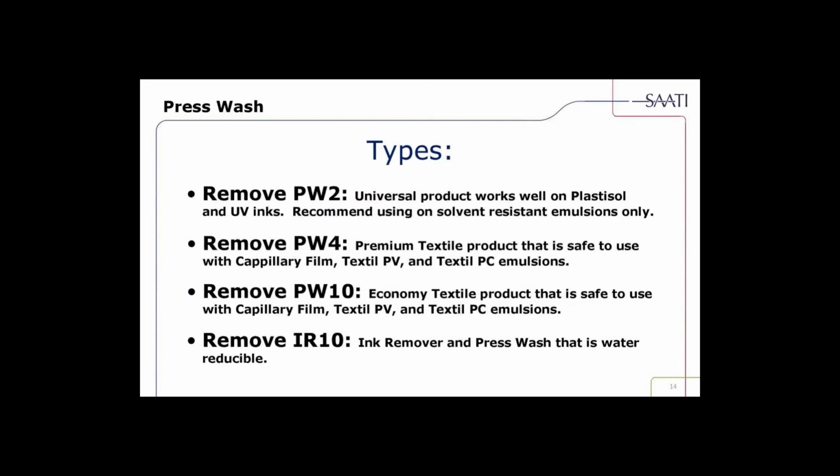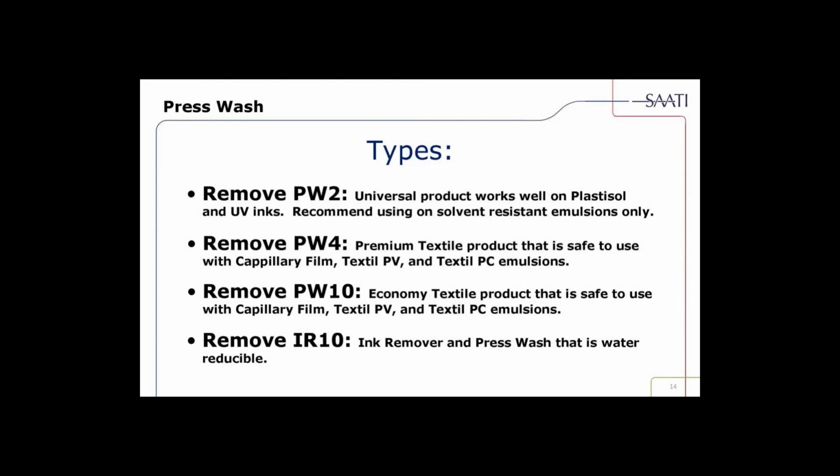Here are the Saati recommendations of a few products that we make for the use of press wash. The PW2, it's a universal product, works well in plastisol and UV inks. We recommend you use a solvent-resistant emulsion. The reason we bring this up is if you're using a non-solvent-resistant emulsion, some of these products could lock that product up. And what we mean by locking it up is when you get it to the reclaim, you will have difficulty with the emulsion dissolving properly. So if it comes out sort of gummy or chunky or stringy, you could have a problem with either exposure or using the wrong chemistry on press.